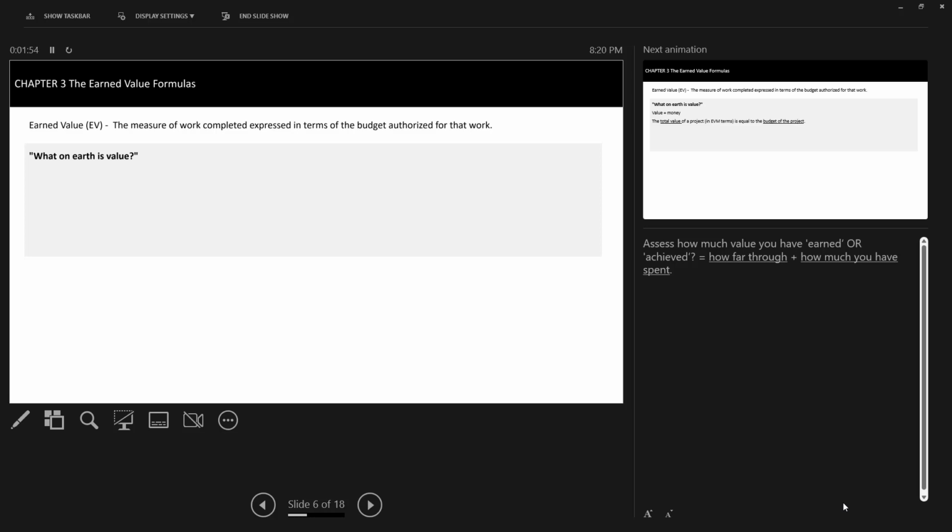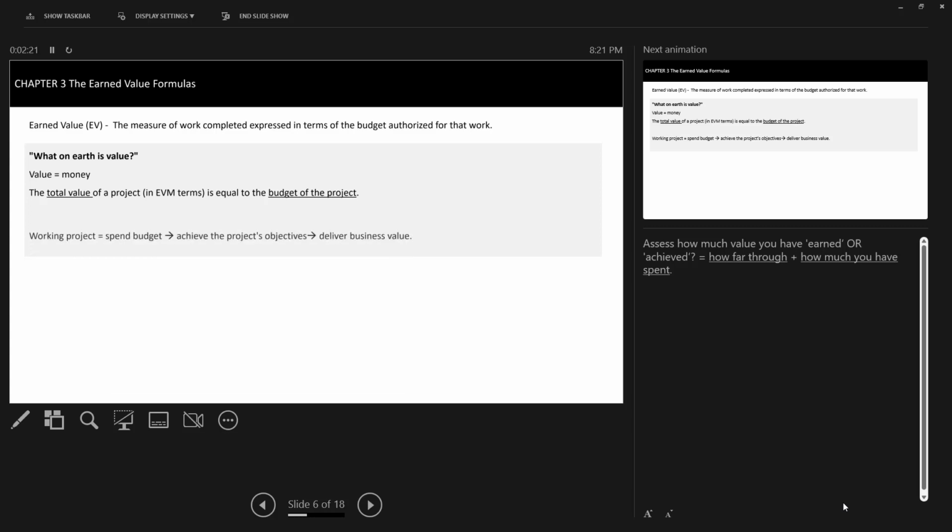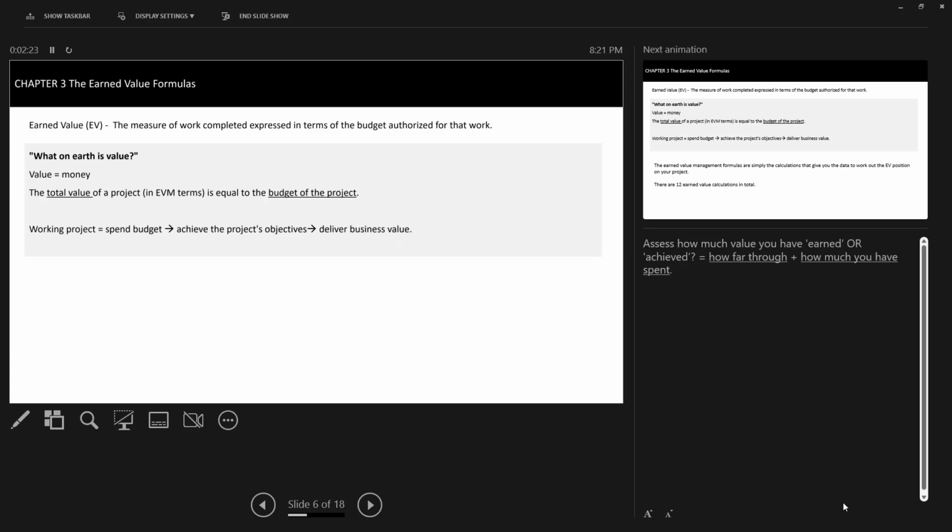Earned value. What are you measuring here? Progress, I think. Value is money. Okay, in this context, they are talking about money. The total value of the project is equal to the budget of the project. All right, so just remember that. So this is just another way of remembering.